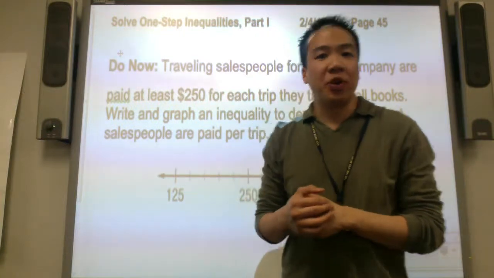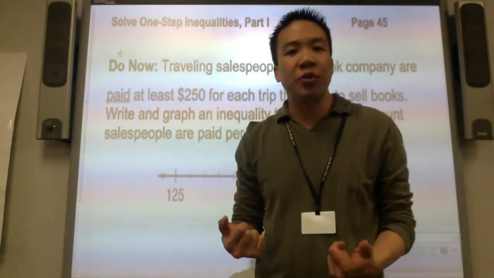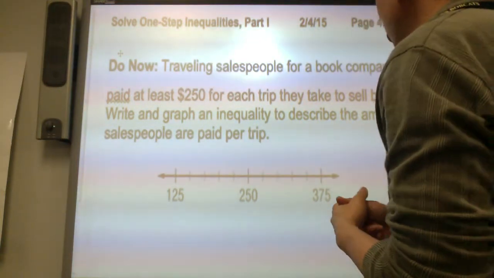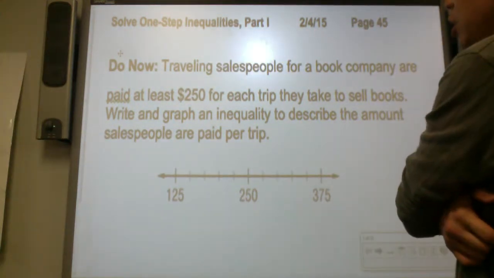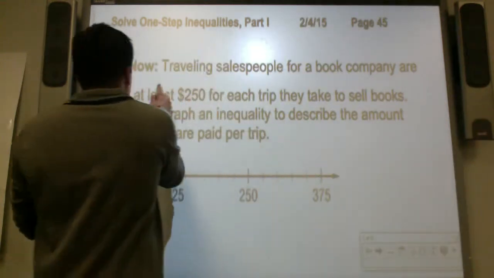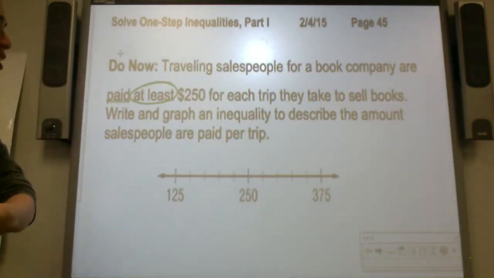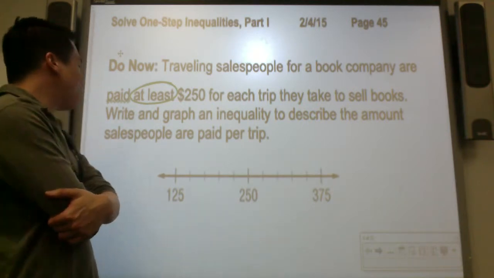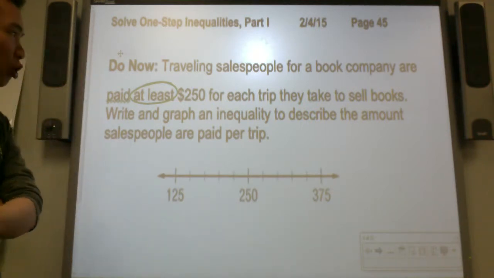Trying to solve one-step equations. But before we do that, let's review how to write inequalities. Traveling salespeople for a book company are paid at least $250 for each trip they take to sell books. Write and graph an inequality to describe the amount salespeople are paid per trip.